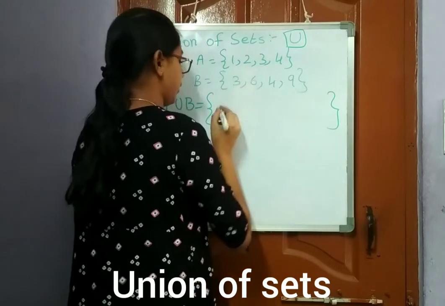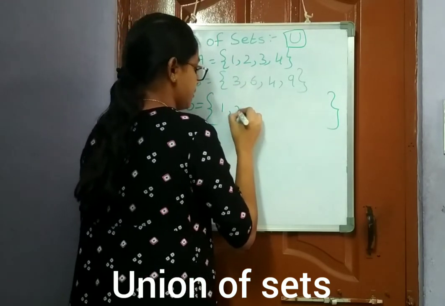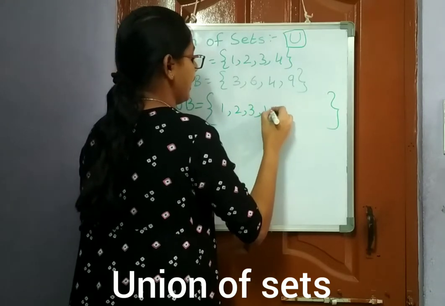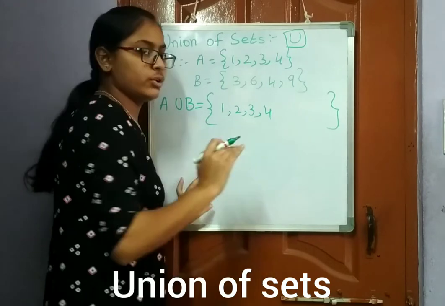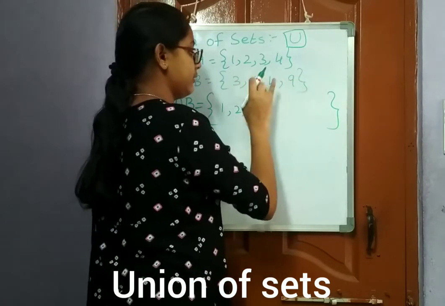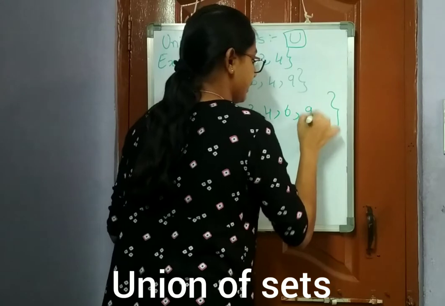Now, first write all the elements of A, that is 1, 2, 3 and 4. Here we have already written 3 and 4, so we don't need to repeat those. The remaining will be 6 and 9.